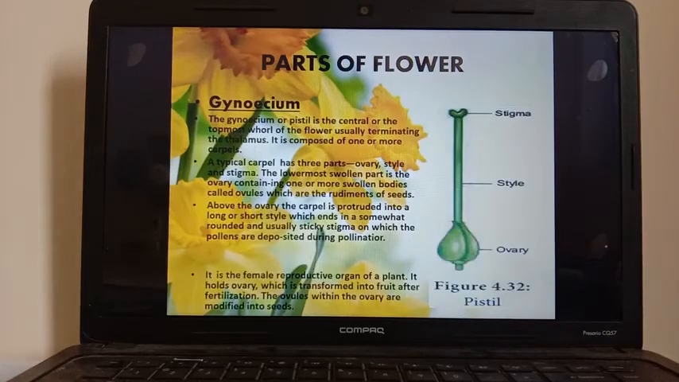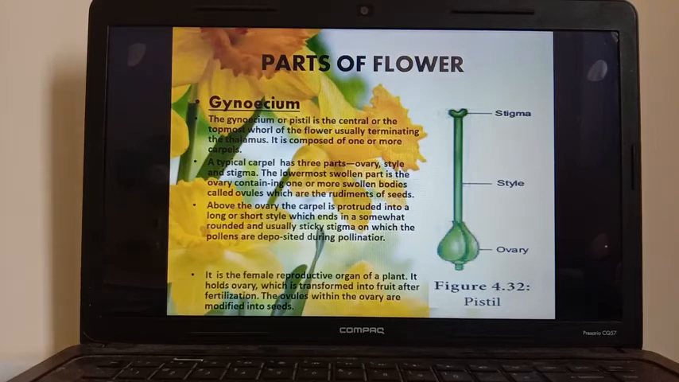Now the last whorl of the flower is the gynoecium. This is the female part. It is also known as pistil. So gynoecium or pistil is the collective term for the carpels. A single female part is known as a carpel and a group of carpels is known as gynoecium or pistil. So students, you have to remember the single term also, and the collective term also.